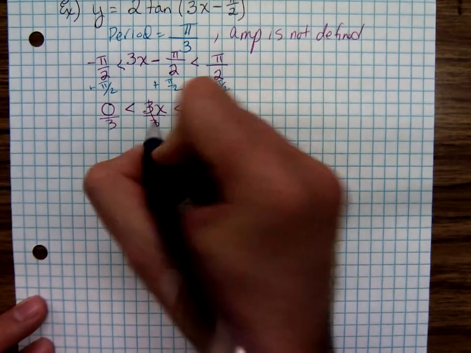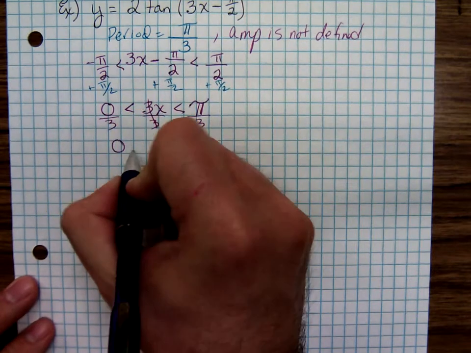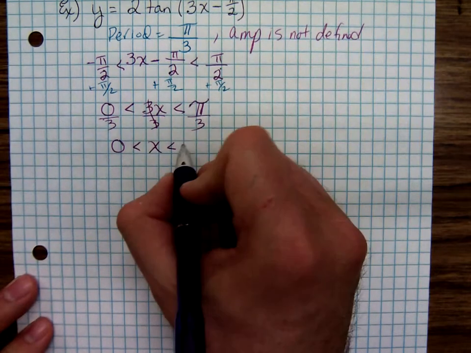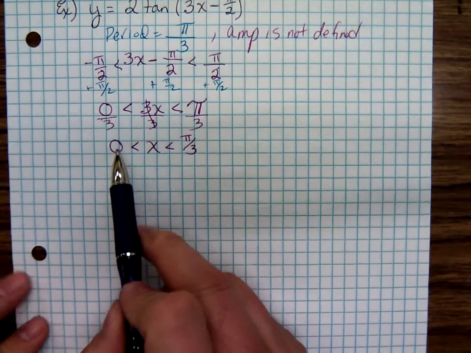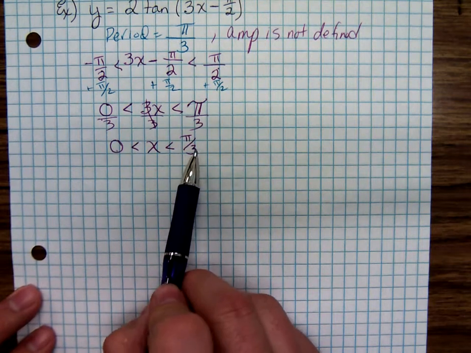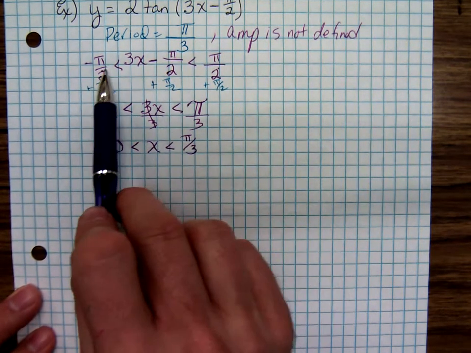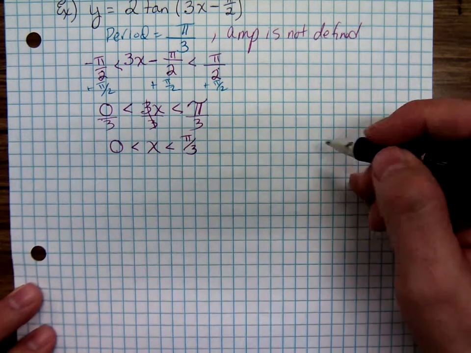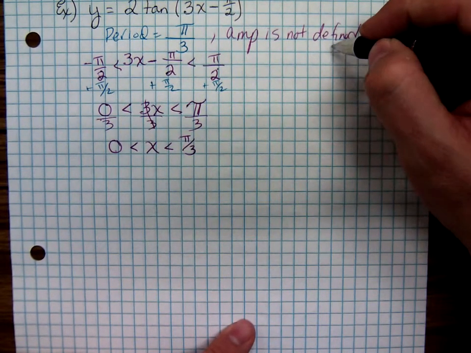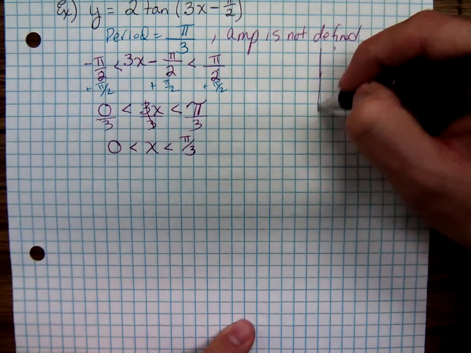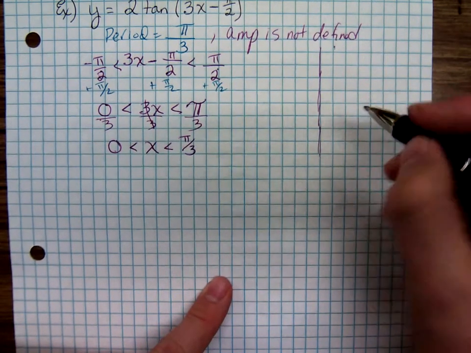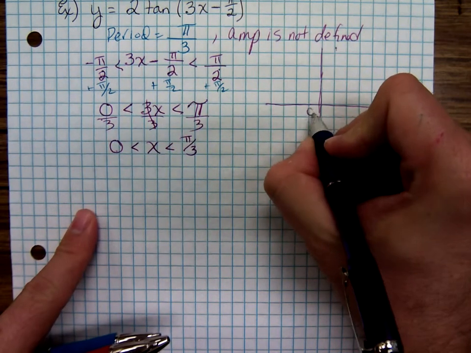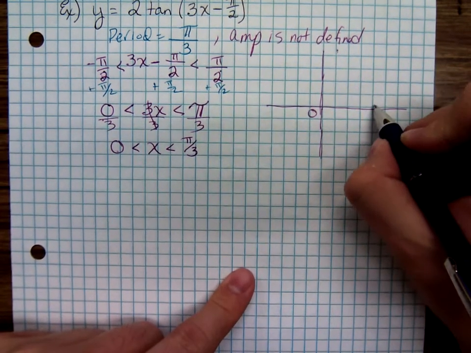So if we talk about that primary interval, the one that coincides to negative pi over 2 to pi over 2, if x is any number between 0 and pi over 3, then that angle is going to be between negative pi over 2 and pi over 2. So to draw it, let me see. I think I have room to do it right here. 0 to pi over 3.